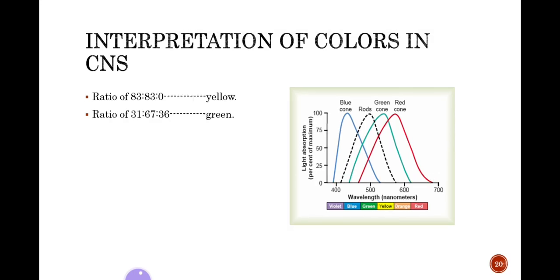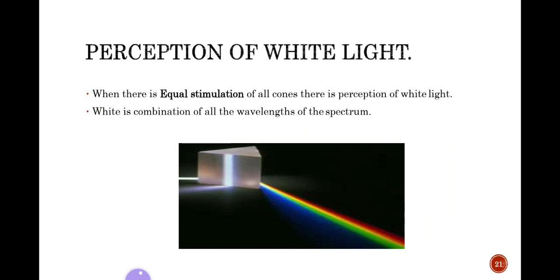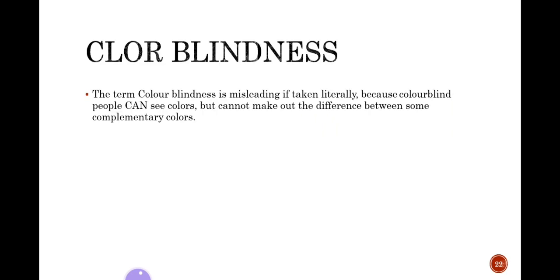Next, how the yellow and green are interpreted: yellow is at the ratio of 83, 83, 0 for red, green and blue, and likewise for green it is 31, 67, 36. How is white light perceived? When there is equal stimulation of all the cones, there is perception of white light. White is the combination of all the wavelengths of the spectrum.